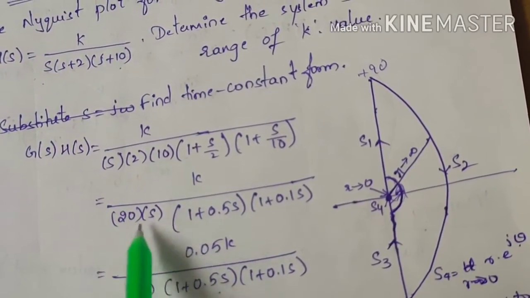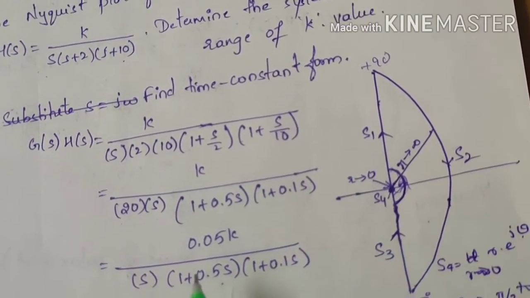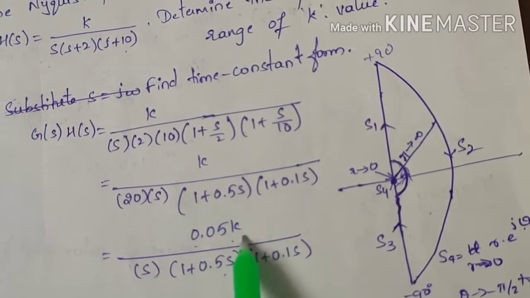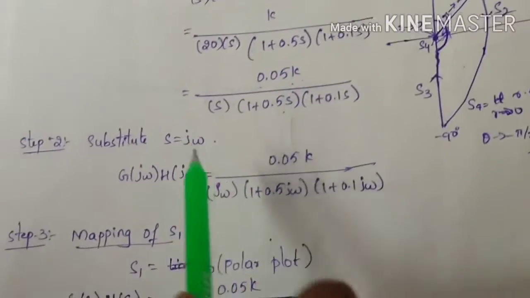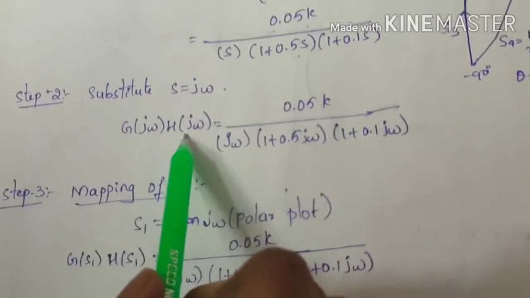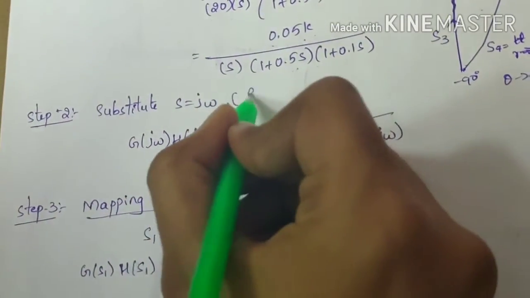So 20. So K by 20 into s, into (1 plus 0.5 s) into (1 plus 0.1 s). So 1 by 20 is nothing but 0.05. So 0.05 K into (1 plus 0.5 s) into (1 plus 0.1 s). These are the time constants. So it is in the form of (1 plus s T1) into (1 plus s T2). Now substitute s equal to j omega. By substituting s equal to j omega, basically it is a polar plot.